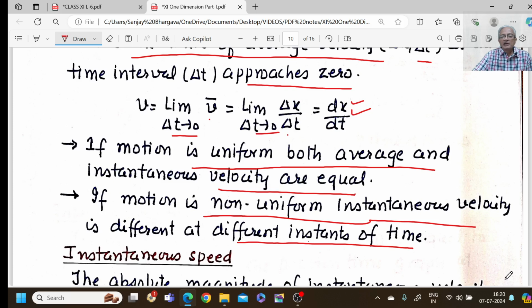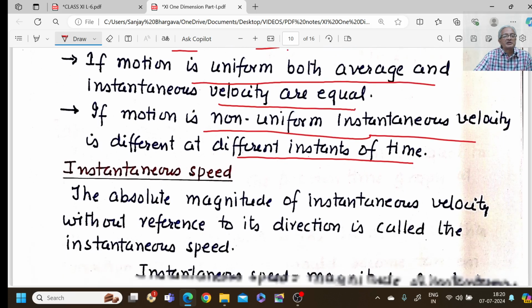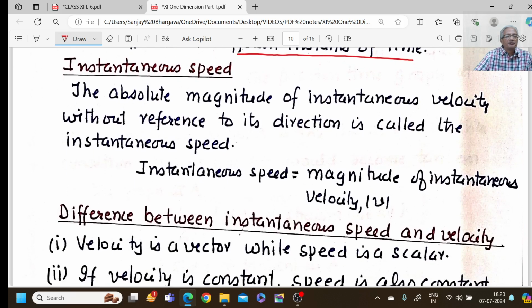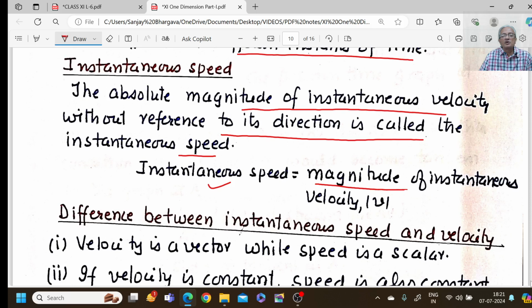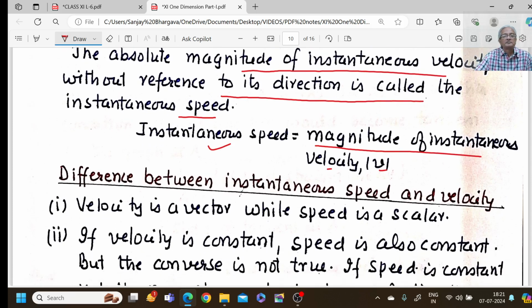Then we have instantaneous speed. The absolute magnitude of instantaneous velocity without reference to its direction is called the instantaneous speed. So instantaneous speed is the magnitude of instantaneous velocity without a specific direction.